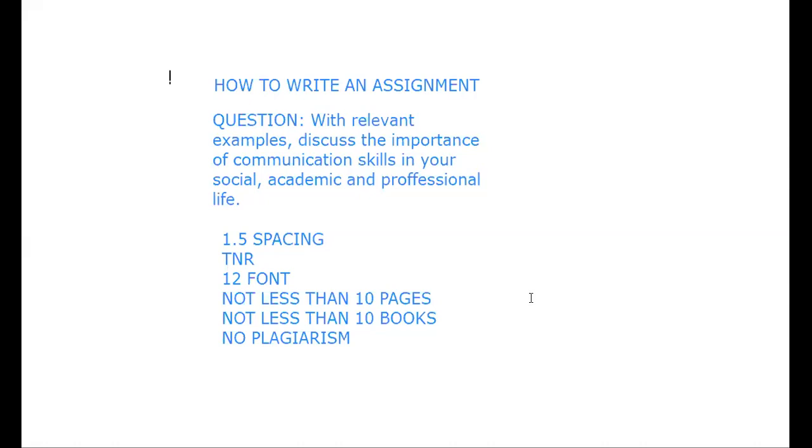So meaning that the books that you're going to use to reference should be either 10 or more. No plagiarism, where you just get stuff from other writers without acknowledging the source of that work that you're getting.